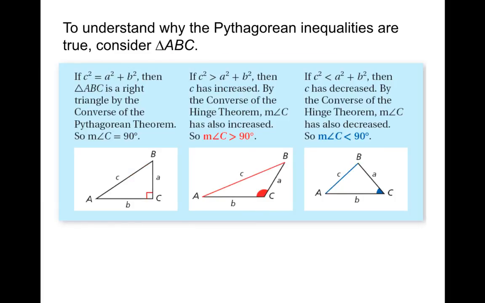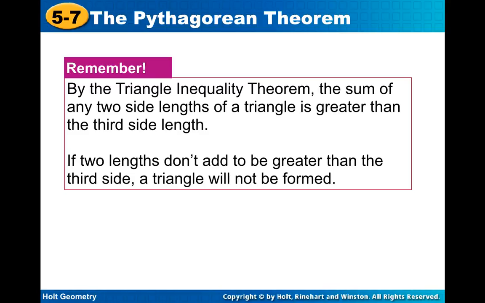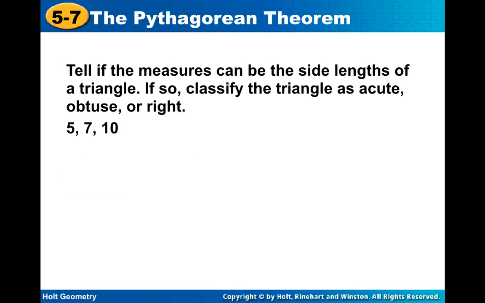Here's a little bit more explanation of what I was trying to draw out there briefly. By the triangle inequality theorem, remember we said the sum of any two sides has to be greater than the third side. Otherwise, it's not going to make a triangle. So some of these, we won't even have a triangle being formed.